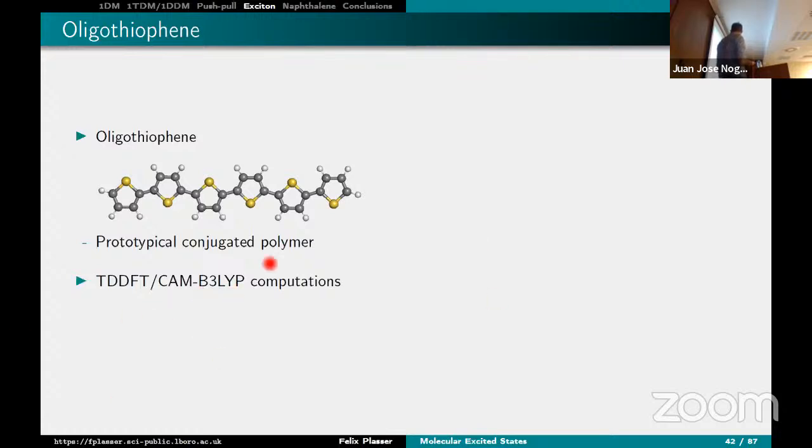The only thing I should say here is that you need some kind of a range-separated functional if you want to get reasonable results in conjugated polymers, because otherwise you have unbound excitons. But otherwise, we can get those pictures there, and you don't have to worry about it too much, at least from a qualitative point of view. Being quantitative, then you want to have some range-separated functional.